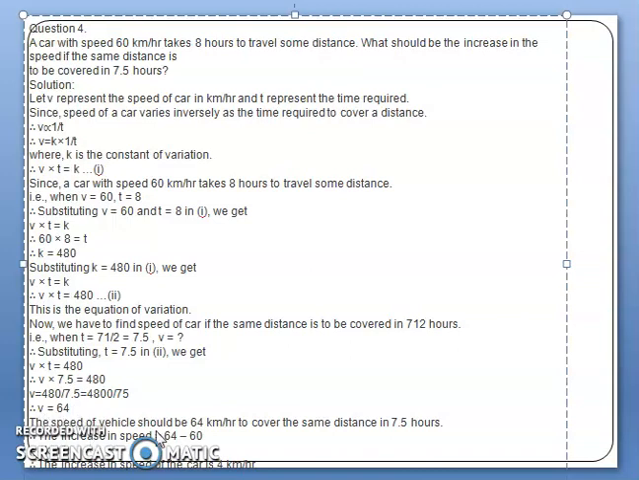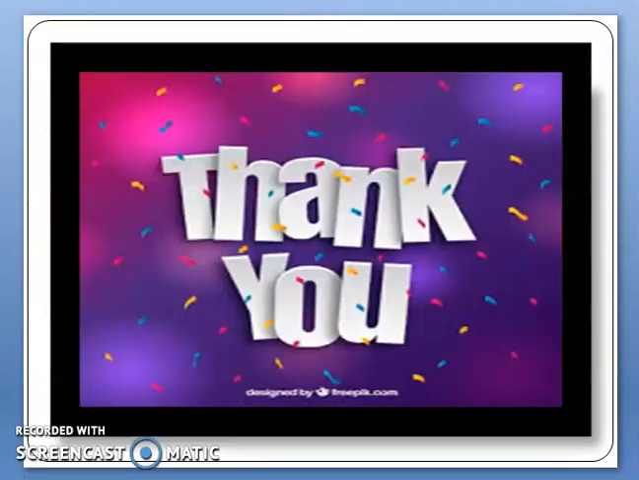So the speed of the vehicle should be 64 km per hour to cover the same distance in 7.5 hours. But for the increase in speed, previously it was 60 km per hour. So now 64 minus 60 equals 4 km per hour. So the increase in speed of the car is 4 km per hour. So here we have completed the exercise, that is practice set 7.3. Hope you must have understood properly.